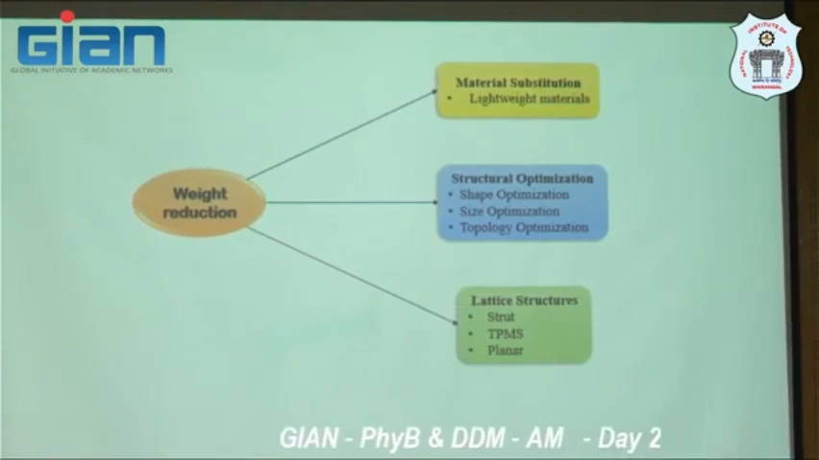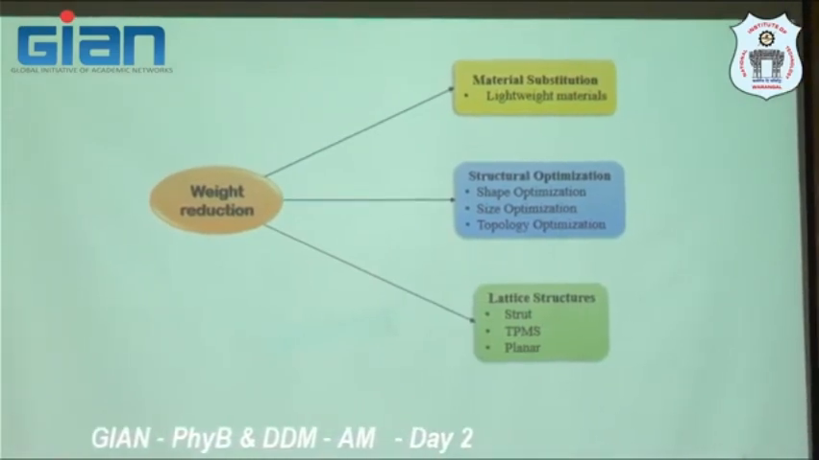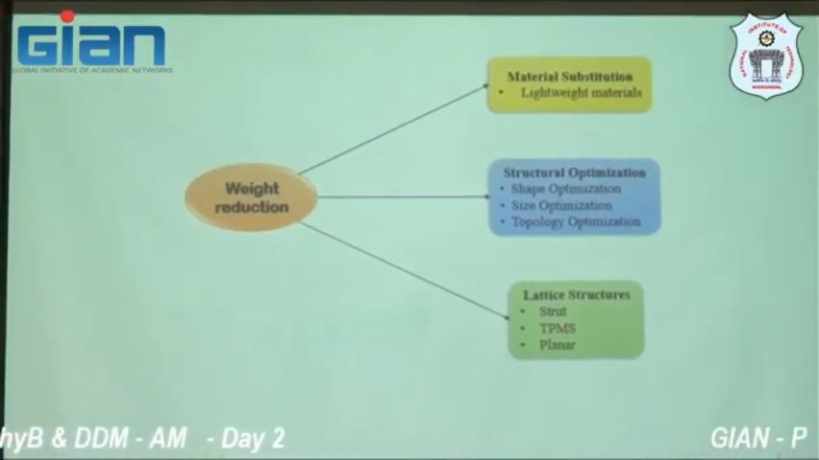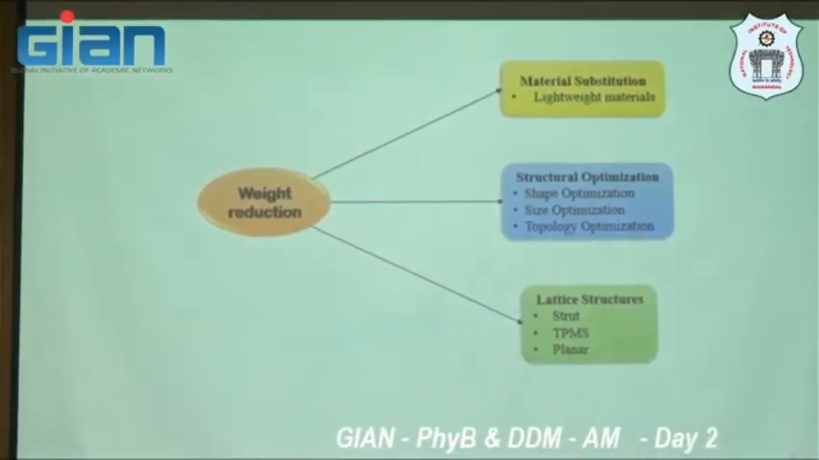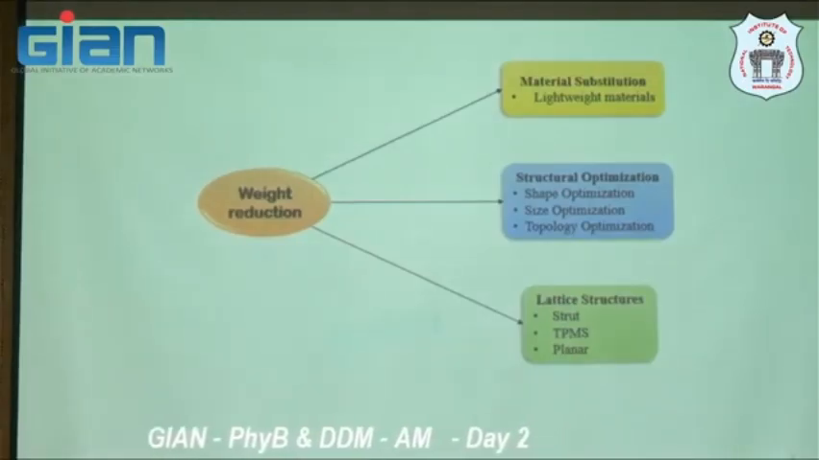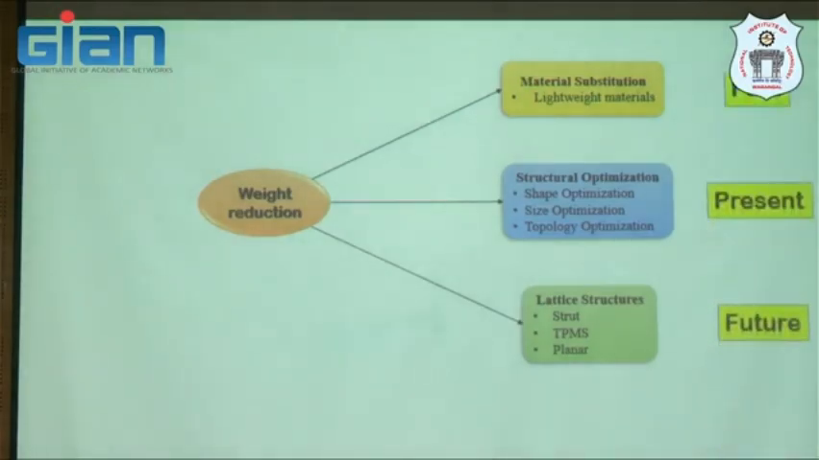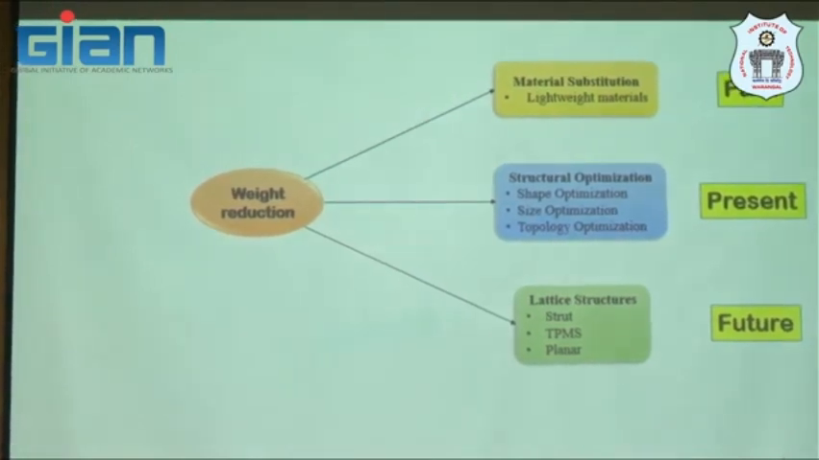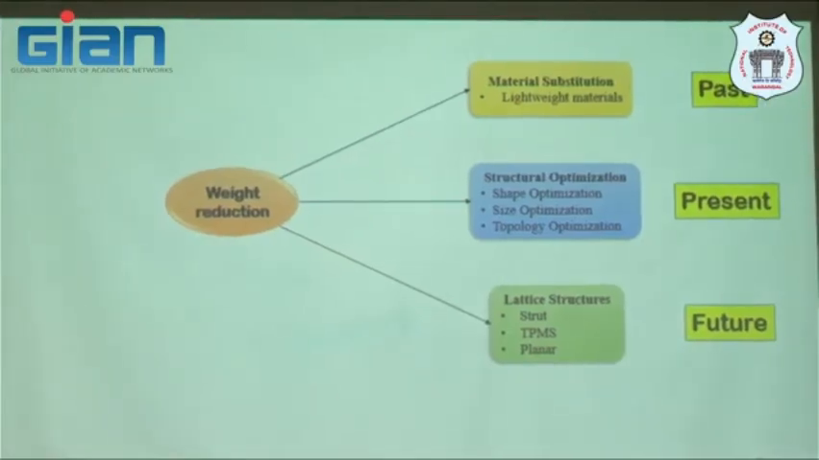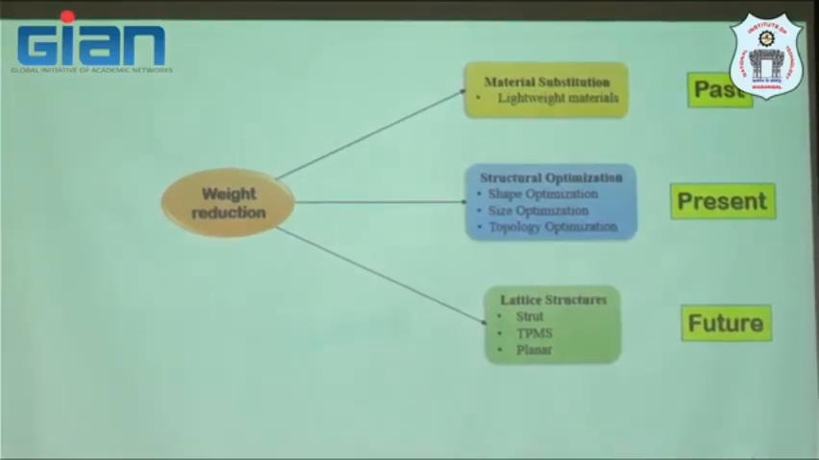Lattice structures is not a new term; we might have often heard the term in our schooling days also. Lattice structure is like BCC, crystal structures. That is where we get inspired. And the classification of the lattice structure is strut, TPMS, planar, that we will see in the coming slides. This is the past: in olden days, and even right now, we are still using material substitution, and presently we are using structural optimization. In future we will use lattice structures; right now research is going on, but from an industrial point of view very few are using. In future they will use this once we get standardization.